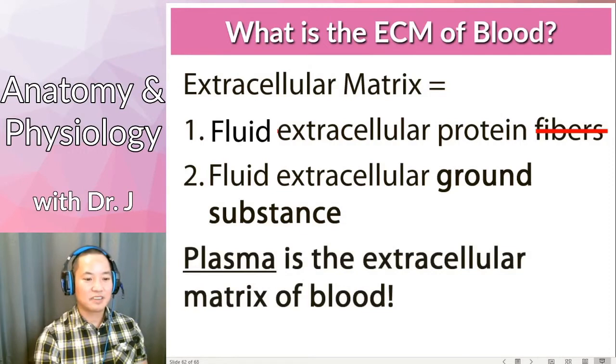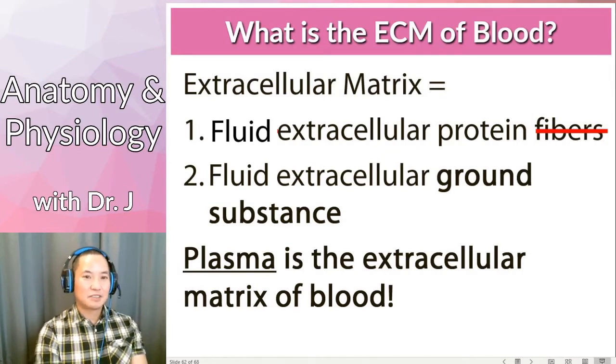Plasma is what we call the extracellular matrix of blood. It's a mixture of proteins, chemicals, and water, but it's pretty much everything that isn't the cells of blood. So remember those red cells, white blood cells, and those platelets.